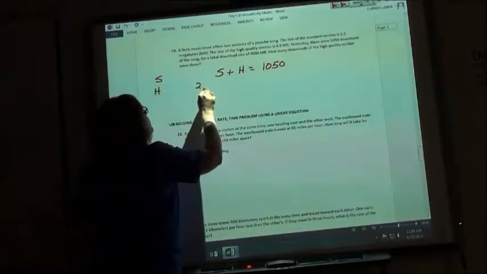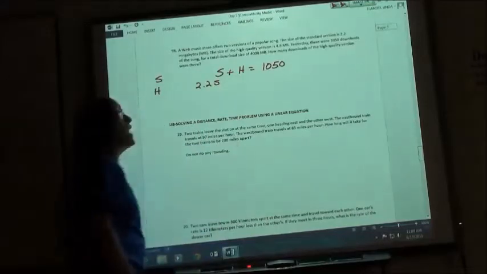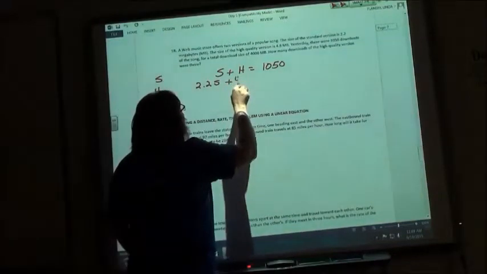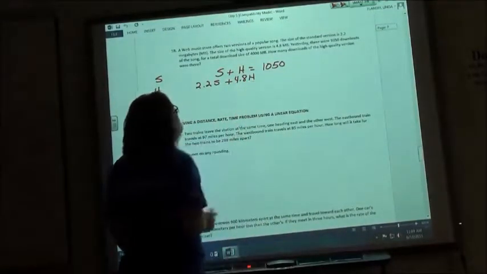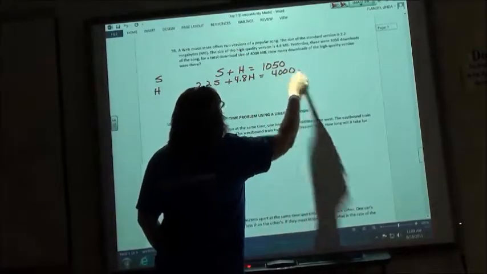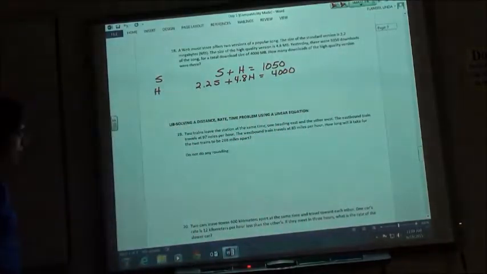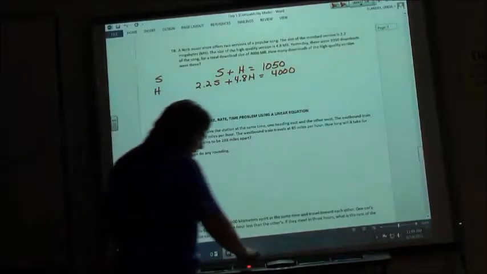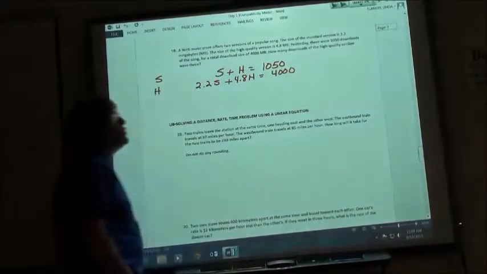We also know the size. If each of my standard songs is 2.2 megabytes, then 2.2S would be the size for my standard downloads, plus 4.8 megabytes for each of my high quality ones. Total number of megabytes says it's 4,000. Now, we solved number 16 by doing the substitution method.